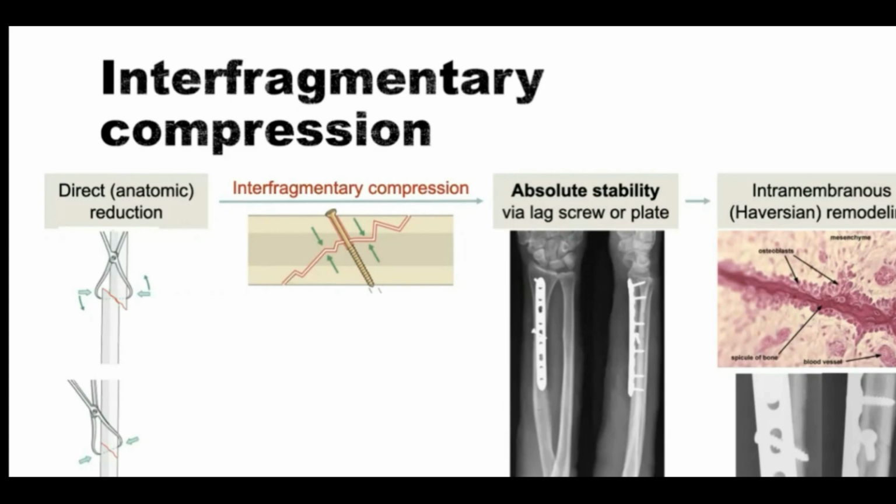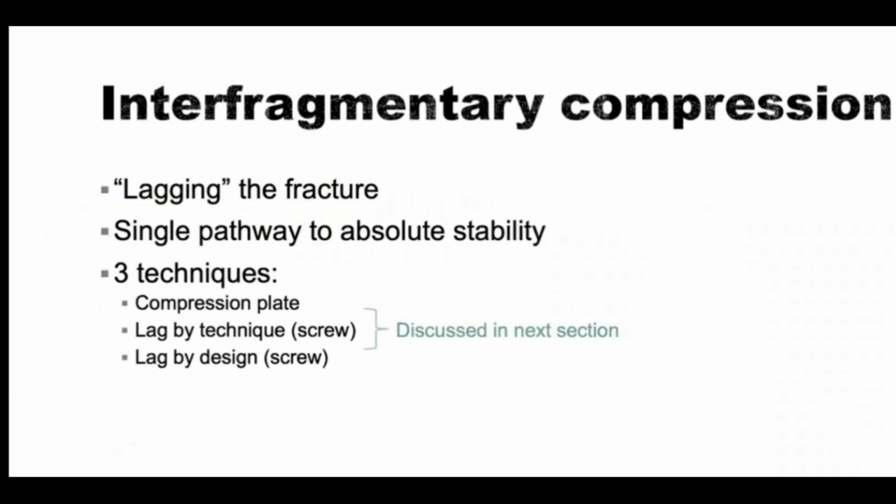So this is what we look for on x-ray when we have this pathway of direct reduction, absolute stability, and then primary bone healing or intramembranous ossification. That's what we get with interfragmentary compression. You'll hear people talk about lagging the fracture, and that's another verb we use to talk about obtaining interfragmentary compression. And it's really the single best pathway to achieving absolute stability.